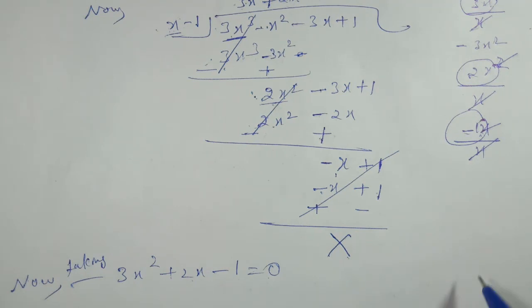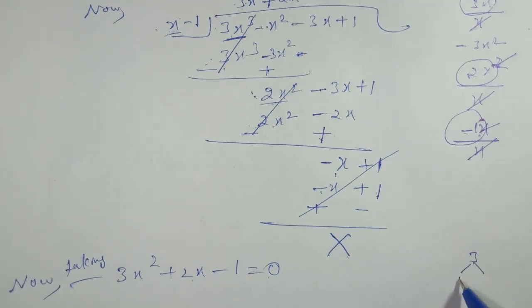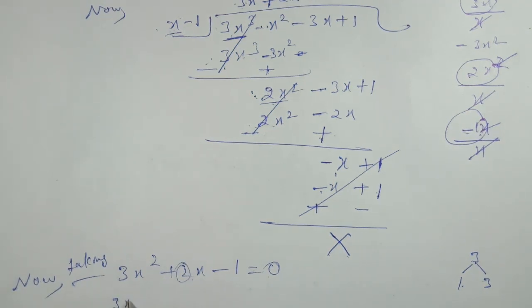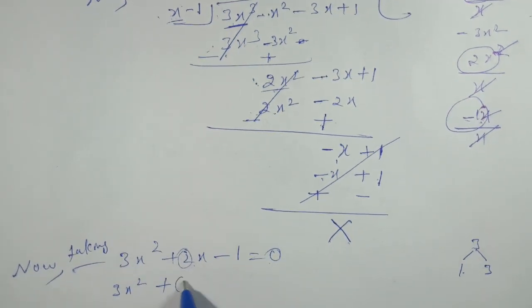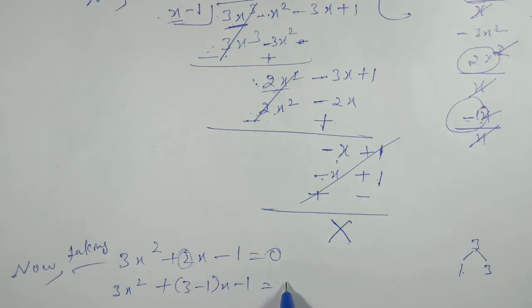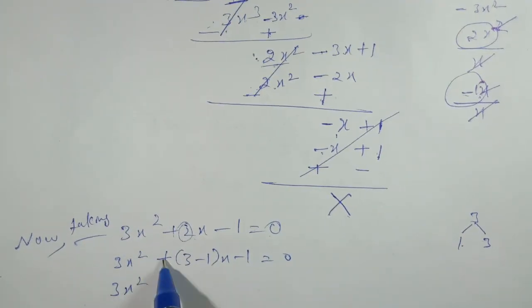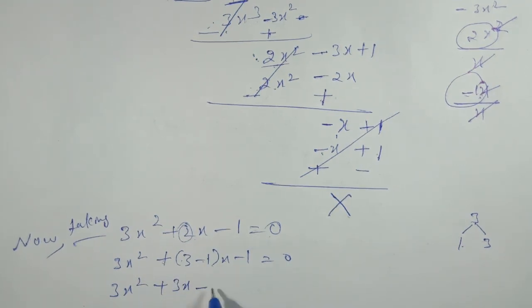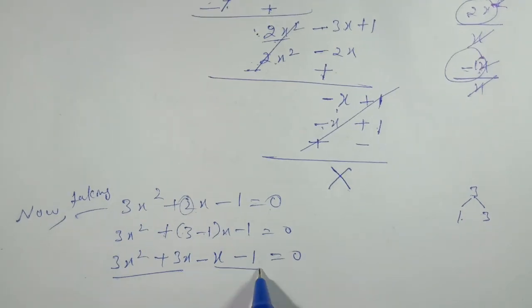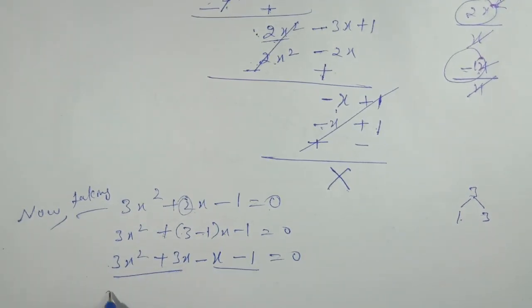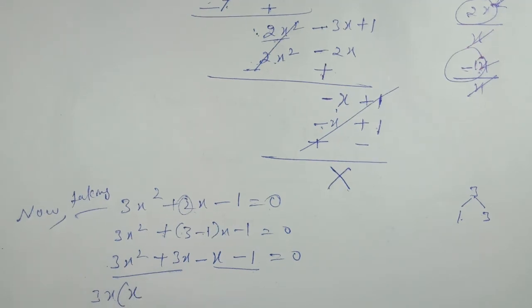So 3 into 1 will give 3, the all possible factor of 1 into 3, 3 minus 1 will give 2. So splitting the middle term we are using plus, in place of 2, 3 minus 1x minus 1 equal to 0, open the bracket, plus 3x plus minus x into 1 will give x, and minus 1 the last term as it is. First two and last two, take the common from first two. We have x and 3, both have the 3, so 3 will be taken. 3 1 is 3, 1x is out, and take 1x inside.